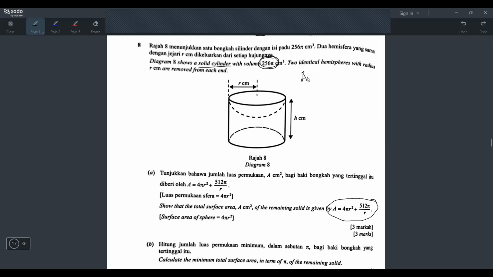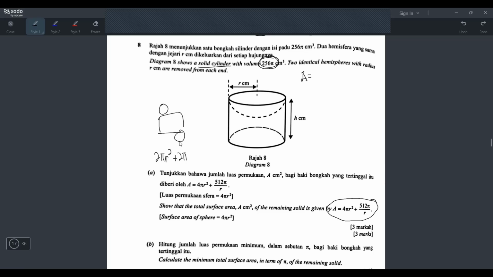Let's say I straight away find the total surface area. How to find the total surface area? This shape originally is like this cylinder, and the surface area formula is 2 pi r square plus 2 pi r h. Because there are two circles, and then the area of this rectangle is base times height, and the base is the same as the circumference, which is 2 pi r times h. That's why this is the formula for the surface area of a cylinder.